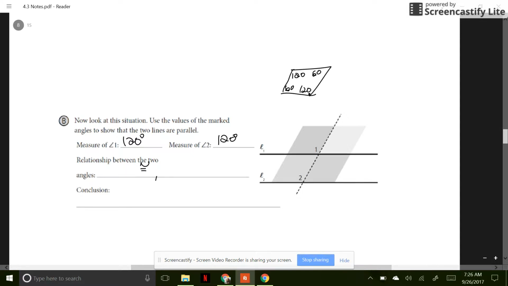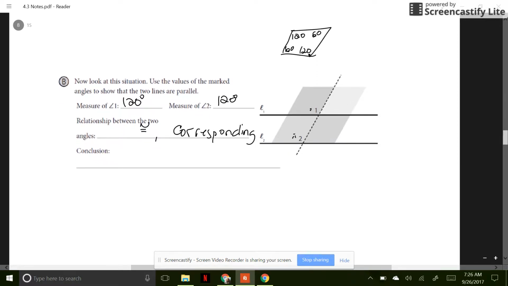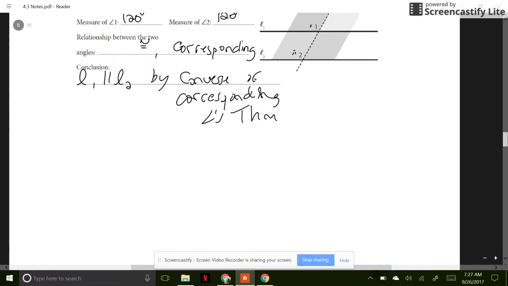If we check out their naming relationship, where they're located, they appear to be corresponding. So our conclusion then, since they are congruent and they are in those corresponding locations, is that L1 is parallel to L2 by the converse of the corresponding angles theorem. And we can shorthand a little bit because it's a lot to write.